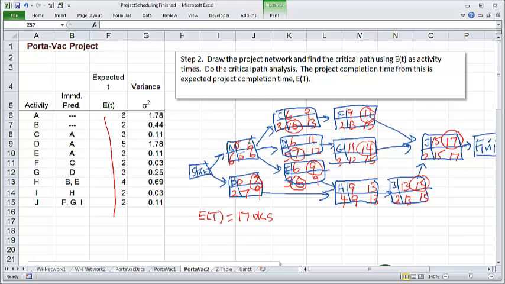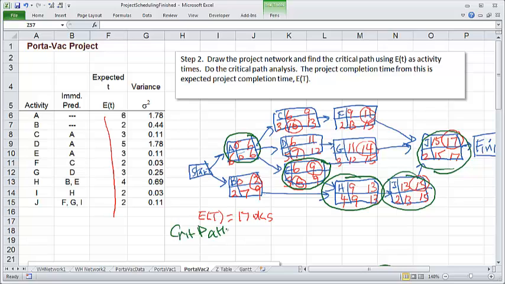From this we could see which the critical activities are. Alright, so here's A and E, basically the ones where the top and the bottom numbers are the same. Then we have H, I, and J. So we have a critical path of A, E, H, I, and J.